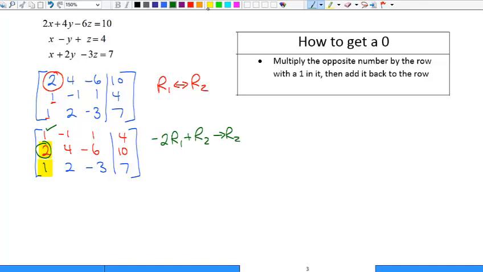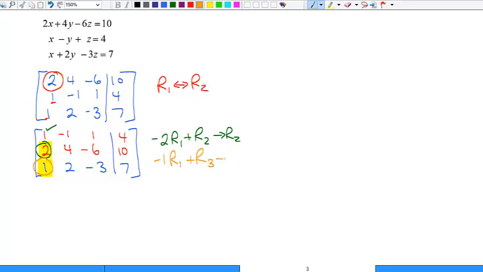At the same time, I'd like to make the 1 a 0. This is the only step where you can really do 2 rows at the same time. So the opposite of positive 1 is negative 1. Times it by the row with the 1 in it, which is row 1. Add it back to the row and put it back in the row. So this one, to get zeros, requires just a little bit more work. So I'm going to have to do that on the side of my paper. Notice that row 1 stays the same.